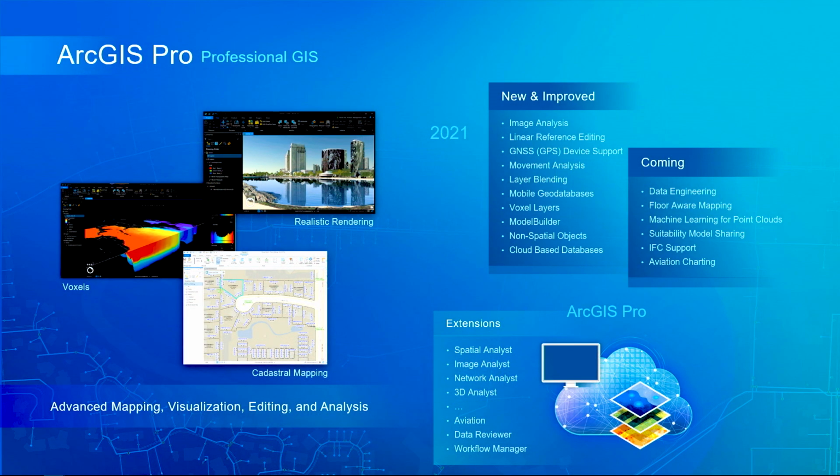ArcGIS Pro is modern professional desktop GIS software that works with all of your local and enterprise data sources. It's also an excellent companion to both ArcGIS Enterprise and ArcGIS Online, and it comes with a full suite of extensions. The latest release of Pro from December has many new and improved features, like you see here, including GPS device support. And its follow-up, which is arriving in just a few weeks, will add even more performance, as well as functional enhancements like support for BIM models in the IFC format.